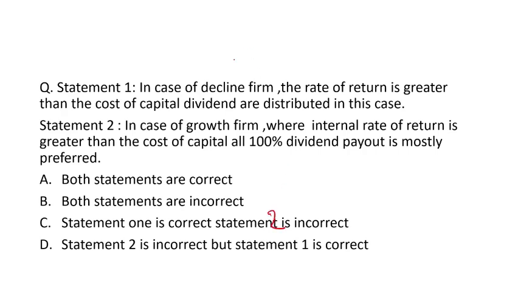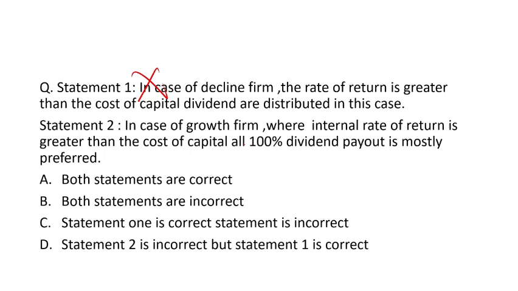Now let's see. In case of decline firm, R is greater than K. That is wrong. R is less than K in case of decline firm. So this statement is incorrect. First one will be totally wrong.